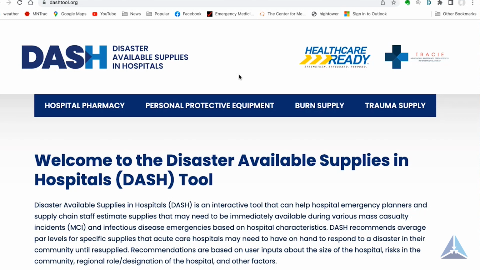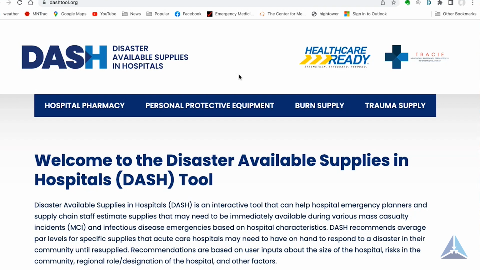So we've gotten a lot of questions over the years about what should my hospital have available in case of a disaster in my community. And the DASH tool is designed to try to answer that question based on the characteristics of the facility in a variety of different domains: hospital pharmacy, personal protective equipment, burn supplies, and trauma supplies. And the request actually came from the University of Nebraska and was designed to apply to a diversity of different types of hospitals.